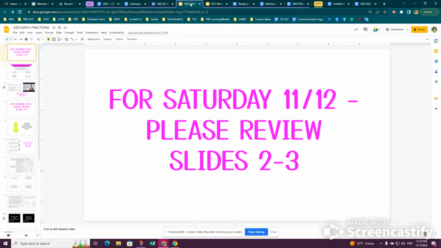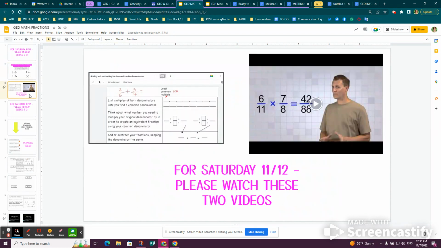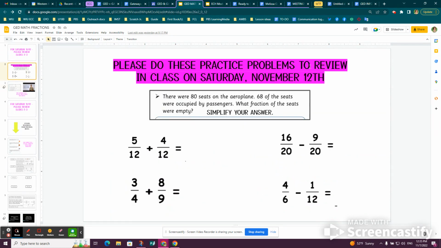For this week, for GED Math, for our next in-person meeting, which is happening on Saturday, November 12th, I ask that you review slides 2 and 3. Slide 2 has some practice problems from things we have already worked on together, simplifying fractions and then adding and subtracting fractions that either have the same, like denominators, or fractions that have unlike denominators.